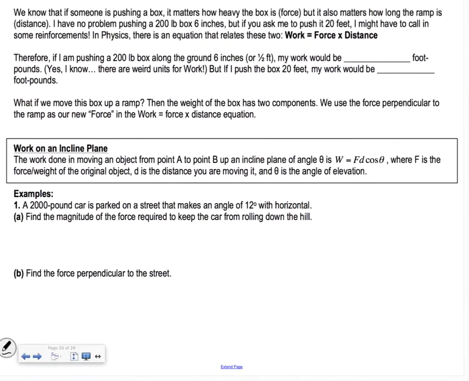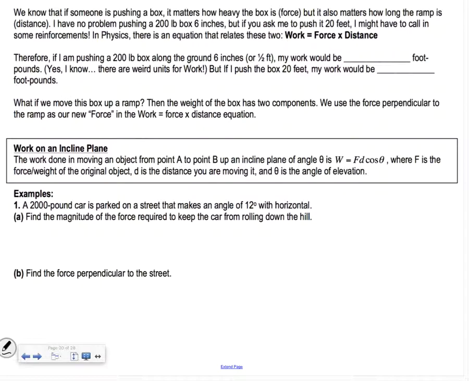All right, so the next one. We know that if someone's pushing a box, it matters how heavy the box is, right? The force of the box. It also matters how long the ramp is, so the distance. Okay, so I'm super pregnant. If I'm going to push a 200-pound box, I can probably push it a couple inches, 6 inches. But if I have to push it like 20 feet, there's no way that I could do it. I would be dying. Okay, so I'm definitely going to have to call in some reinforcements.